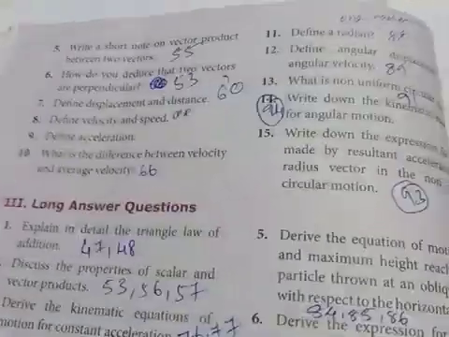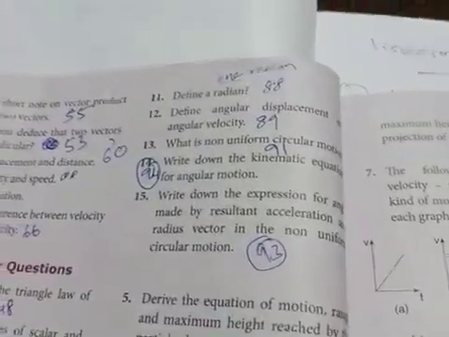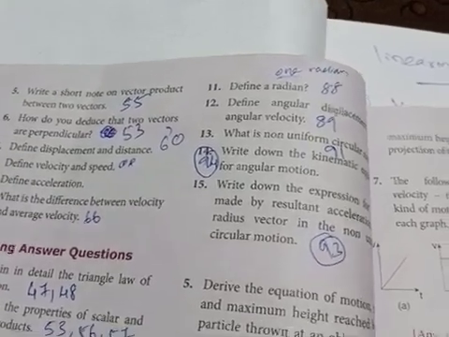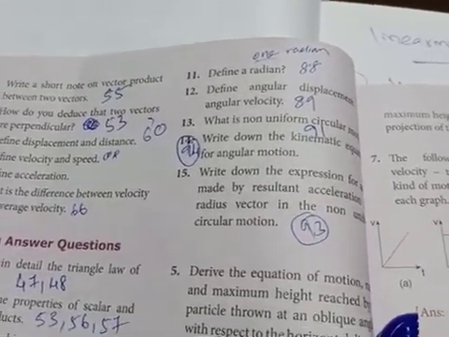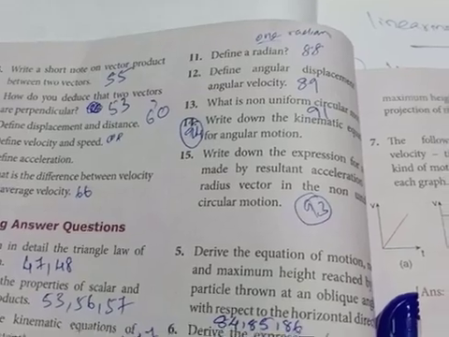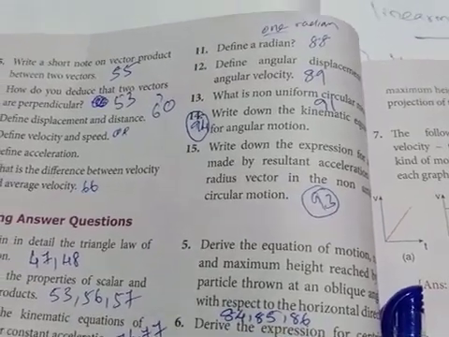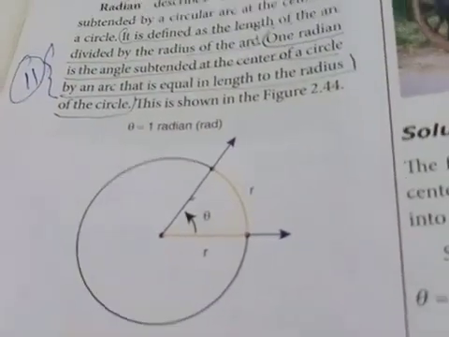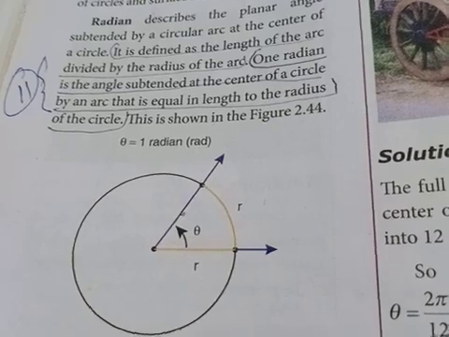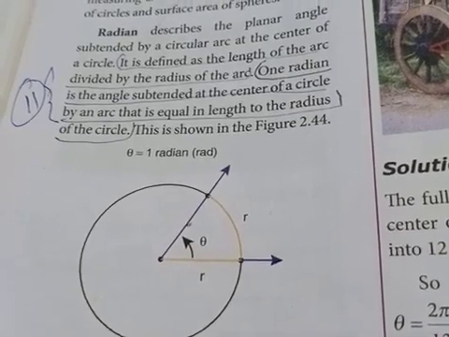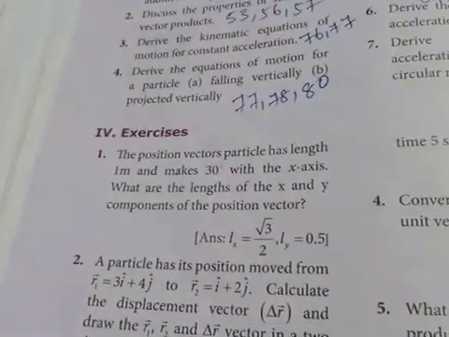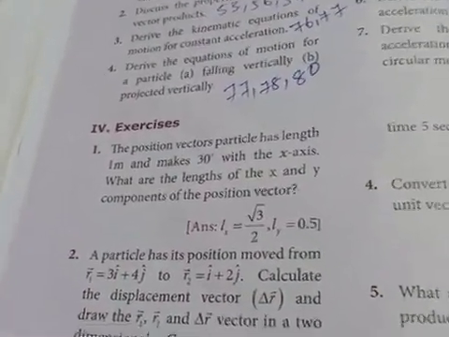Now question number 11, define radian. It means define 1 radian. In page number 88 the definition is there. 1 radian is the angle subtended at the center of a circle by an arc that is equal in length to the radius of the circle. So that is the definition of 1 radian.